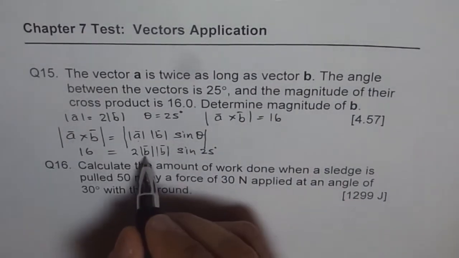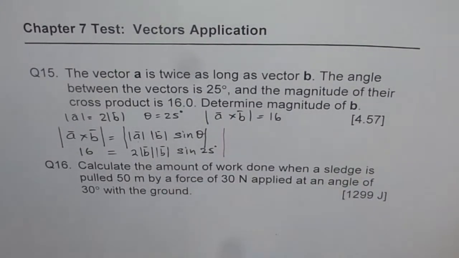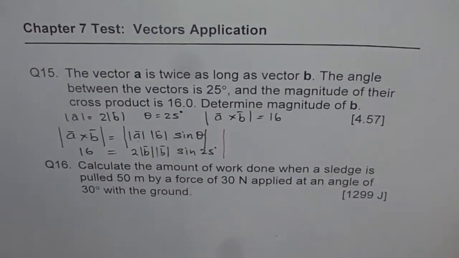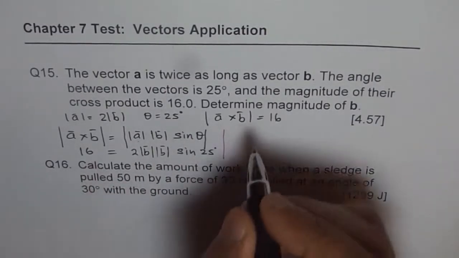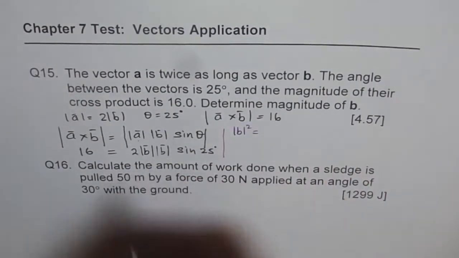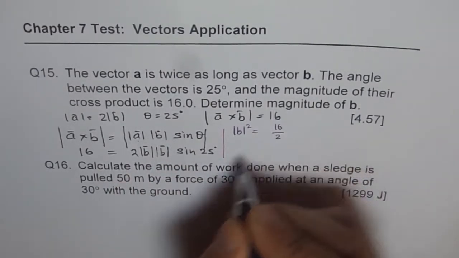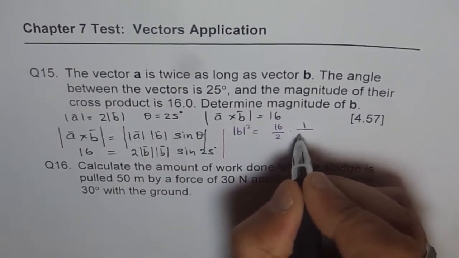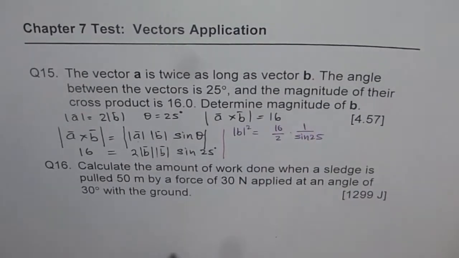Now, what is B? That is to be found. So we can rearrange this and find our answer. So that means B square. We can simplify this as magnitude of B square, that is B times B, equals 16 divided by 2. And also sine of 25 will go in the denominator. Correct? So that is what it is.